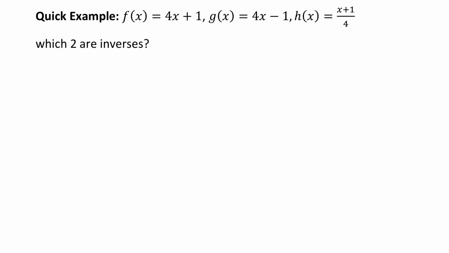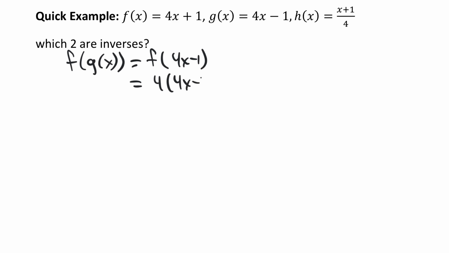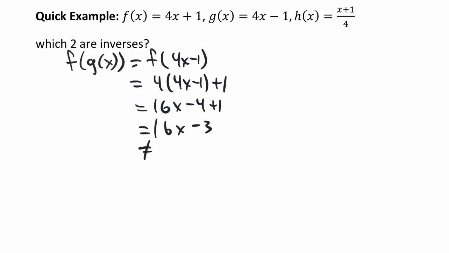All right, so the way you would do this is you could try to find f of g of x and see if you just get x. But I don't know if you will. F of g of x will give us f of 4x minus 1, which is 4 times 4x minus 1 plus 1. So 16x minus 4 plus 1, 16x minus 3. That's not equal to just an x. So I don't think those 2 are going to pair up.